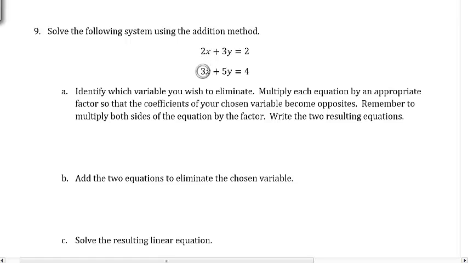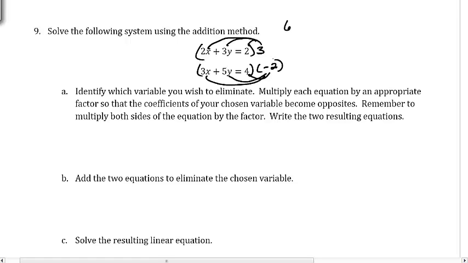Just like when finding the least common denominator, we want the smallest common multiple of 2 and 3. That would be 6. The thing I can multiply 2 by to get 6 would be 3, so I'm going to multiply this entire equation by 3. And the 3 I would have to multiply by 2. I want one of them to be positive and one of them to be negative, so I'm going to multiply this one by negative 2.